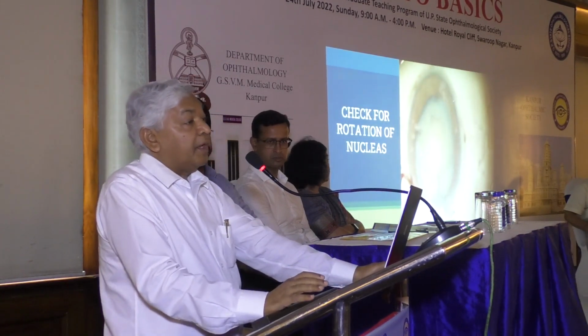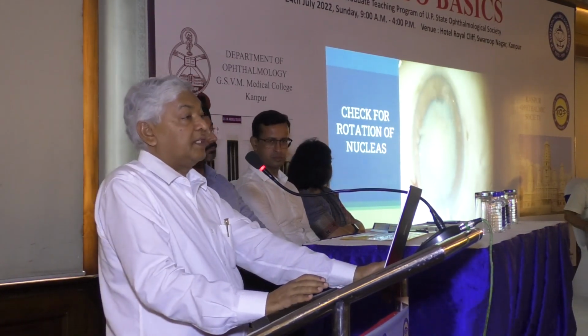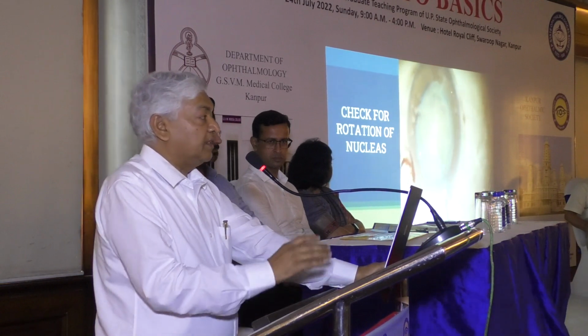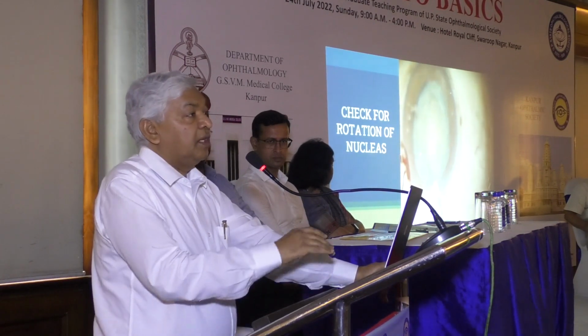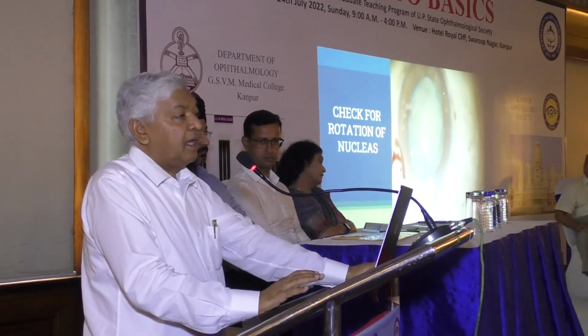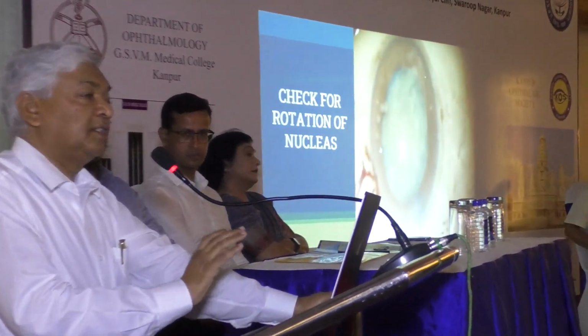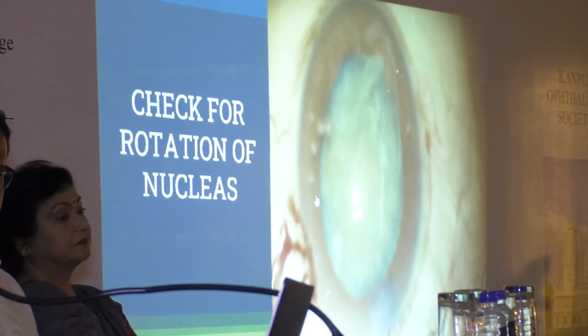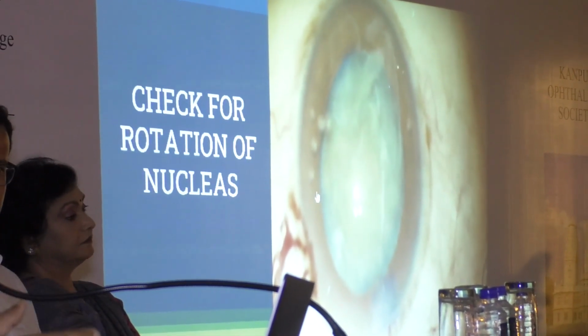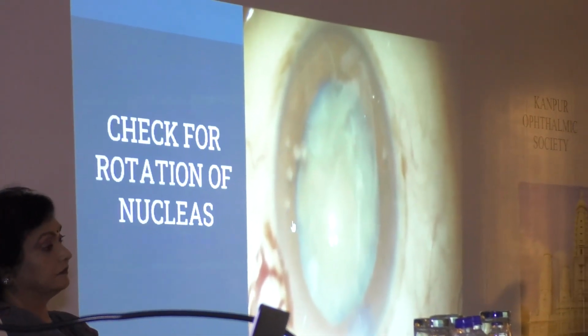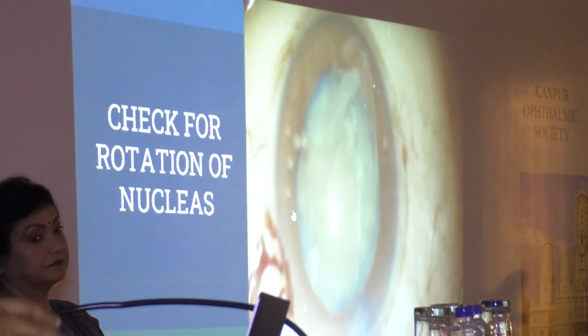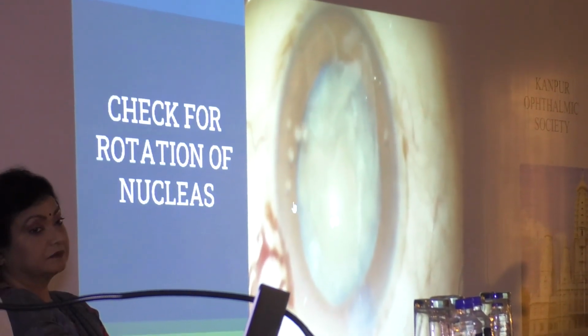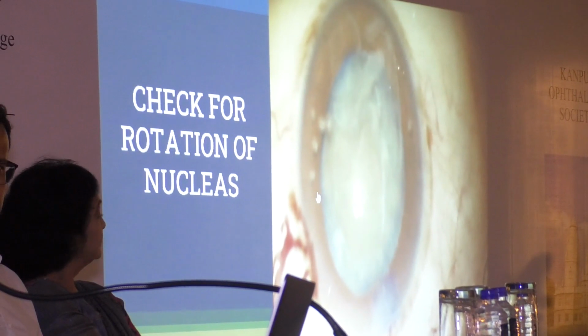And then again, after this hydrodissection procedure, check the rotation, see whether the nucleus rotates properly. It is again an important part of this phaco surgery. As you know, during trenching and nuclear division into smaller pieces, you have to rotate the nucleus all the time. So it is always better to check whether the nucleus has become free and is going to rotate or not.